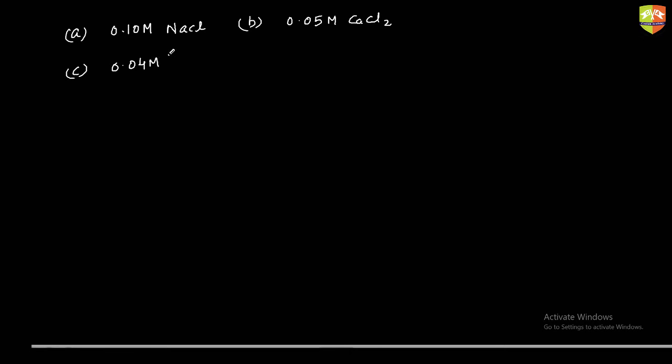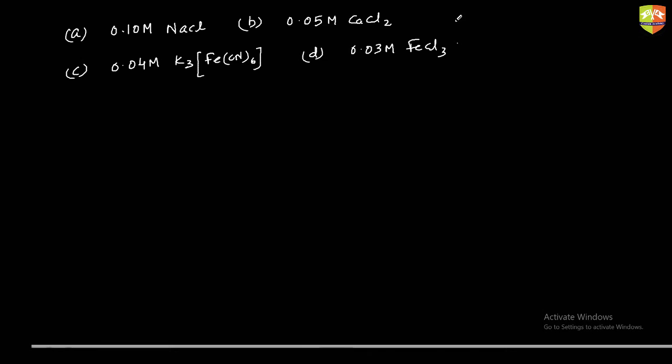0.04 molar K3Fe(CN)6. 0.03 molar FeCl3. You need to tell which one has the lowest osmotic pressure. What is the answer? 0.03 molar FeCl3. Why FeCl3?